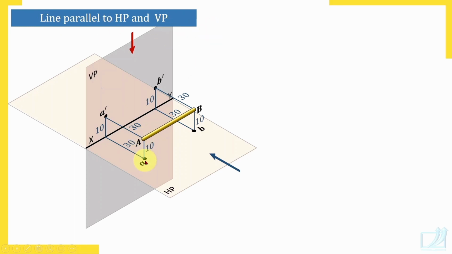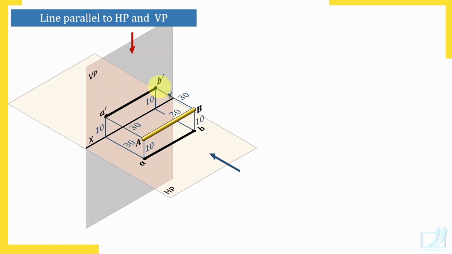If you join top views of points A and B, that is A on HP and B on HP, if you join these 2 points, you will get the top view of line AB. And if you join A dash and B dash, you will get the front view of line AB. So here it is, line AB in the first quadrant. Here AB is the top view of line AB and A dash B dash is the front view of line AB.